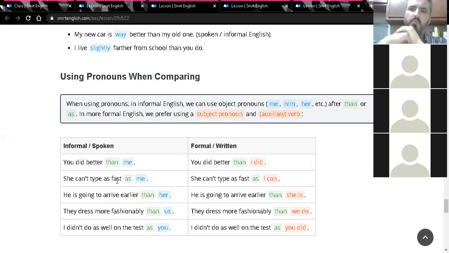It's good. Notice that these are objects and these are subjects with the modal verb: as I can, as I did, as she is, as we do. And here, me, her, us, you. I mean, object pronoun versus subject and modal verb.